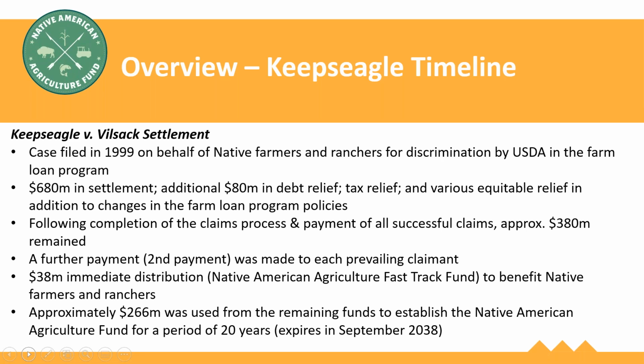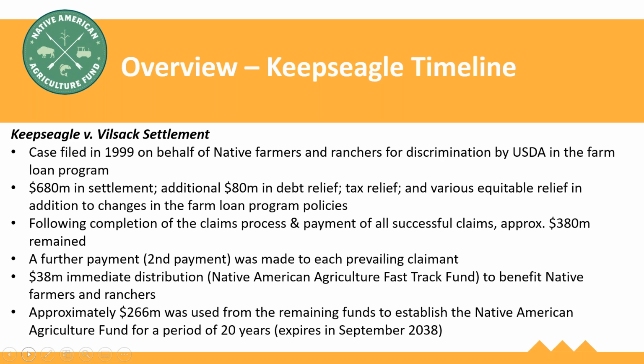Following the completion of the claims process and payment of all the successful claims, approximately $380 million remained. That was because when the class representing the claimants and the Department of Agriculture were negotiating how many potential claimants would exist at the time of the settlement, it was unknown, and it was no one's fault. The class counsel shot for a large number, and they were successful in getting that number and thus the amount, and as a result they had a leftover amount.